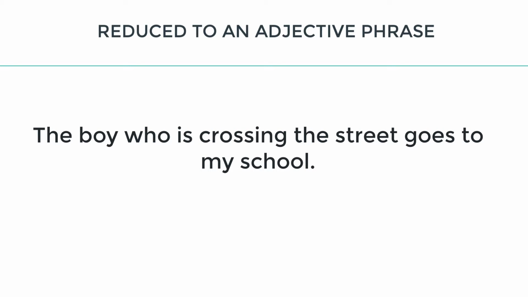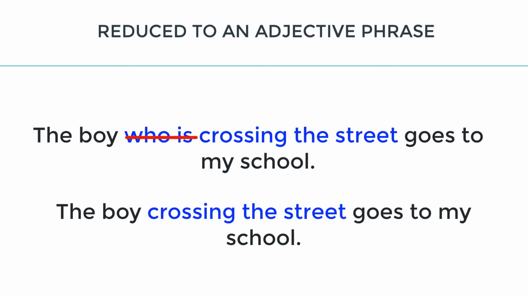The boy who is crossing the street goes to my school. Who is crossing the street is the adjective clause. If we remove who and is, we are left with crossing the street. In this case, we also have an adjective phrase, but in the present participle form.